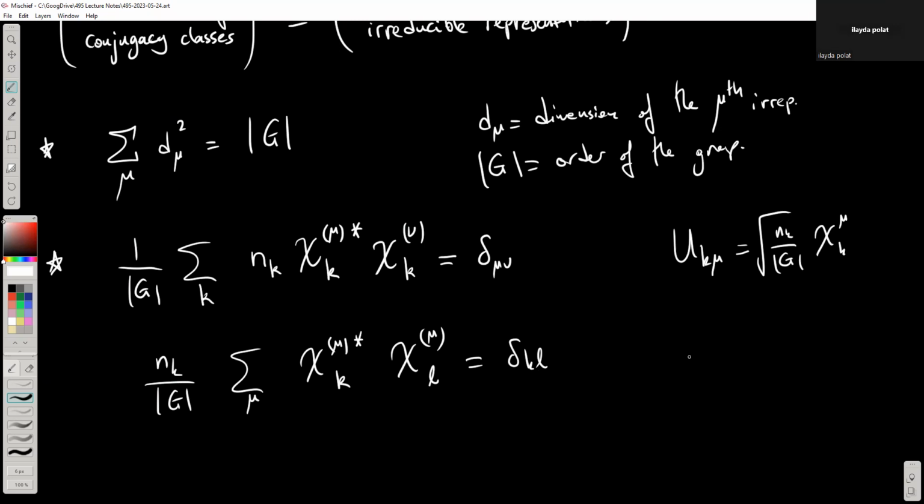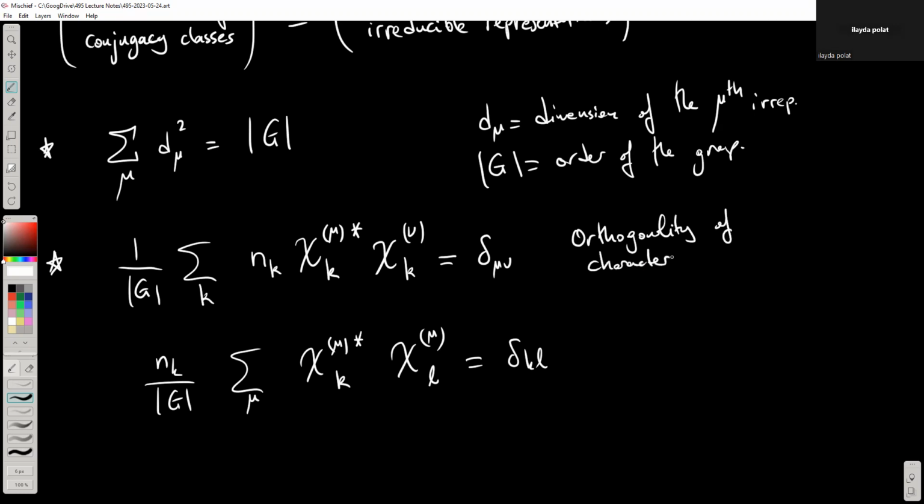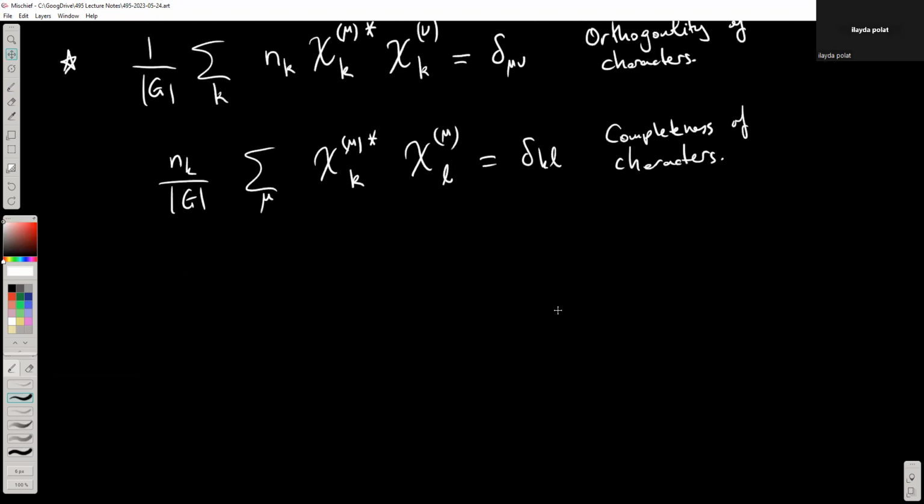So, I mean, it's just a reminder that we don't need these unitary matrices, but we will make a table of the characters. So the first relationship is called the orthogonality of the characters. And the second relationship is called the completeness of characters, right? So these are the important points that we are going to use. And there's this other relationship, so I'm just going to squeeze it in here. I'm going to use a blue color like that.